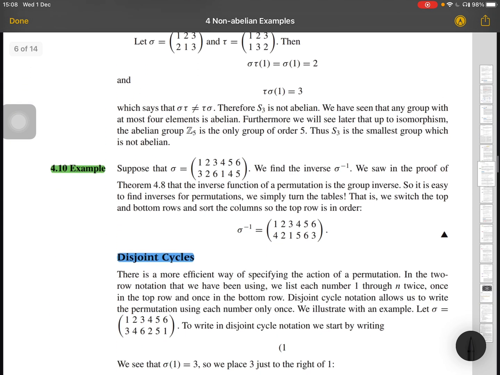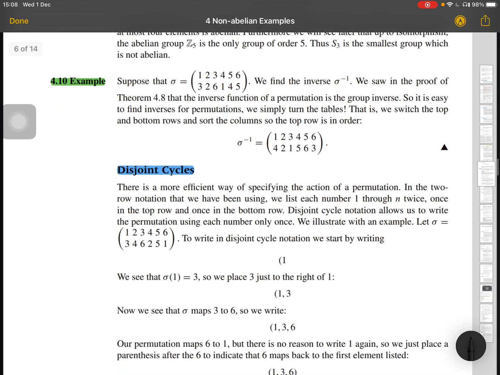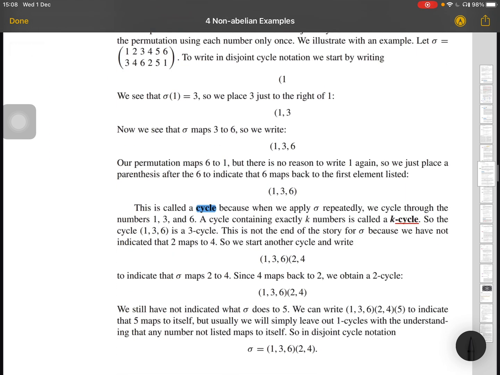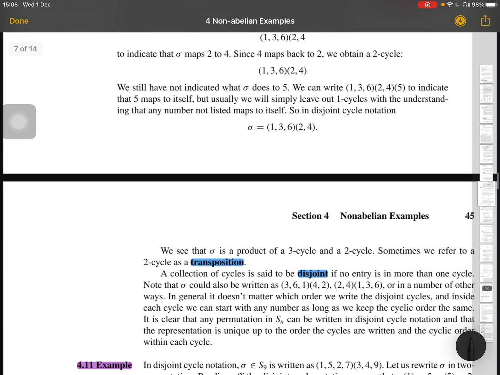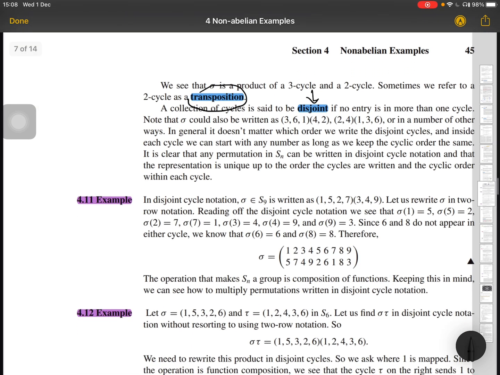Another definition is on cycles. What is a cycle? It's defined here, and then what is a k-cycle? Also defined there. What is the definition of a transposition? Any cycle of size 2. And then cycles that are disjoint. So these are all important definitions that you need to master.